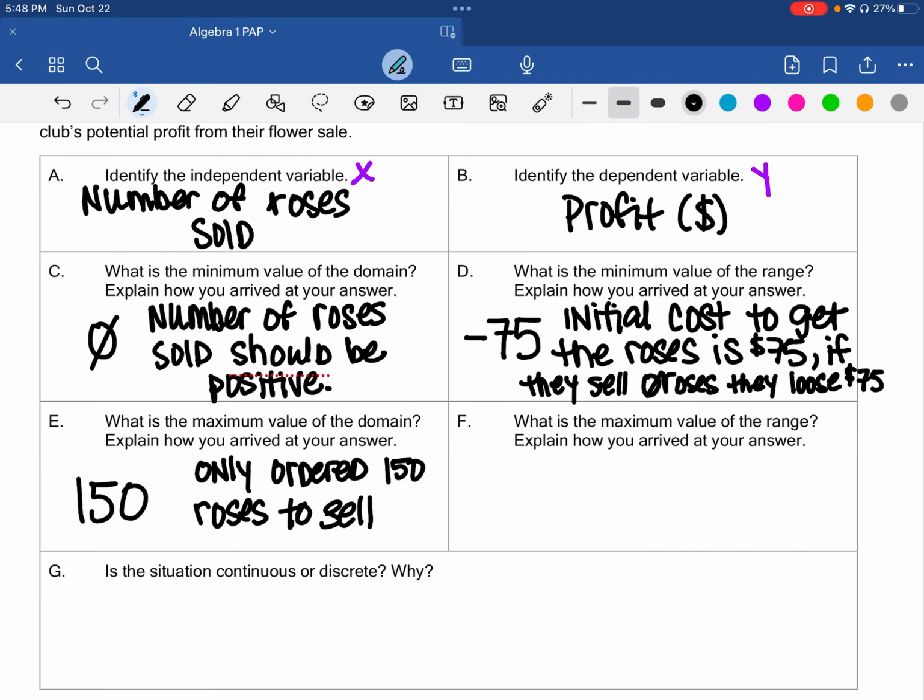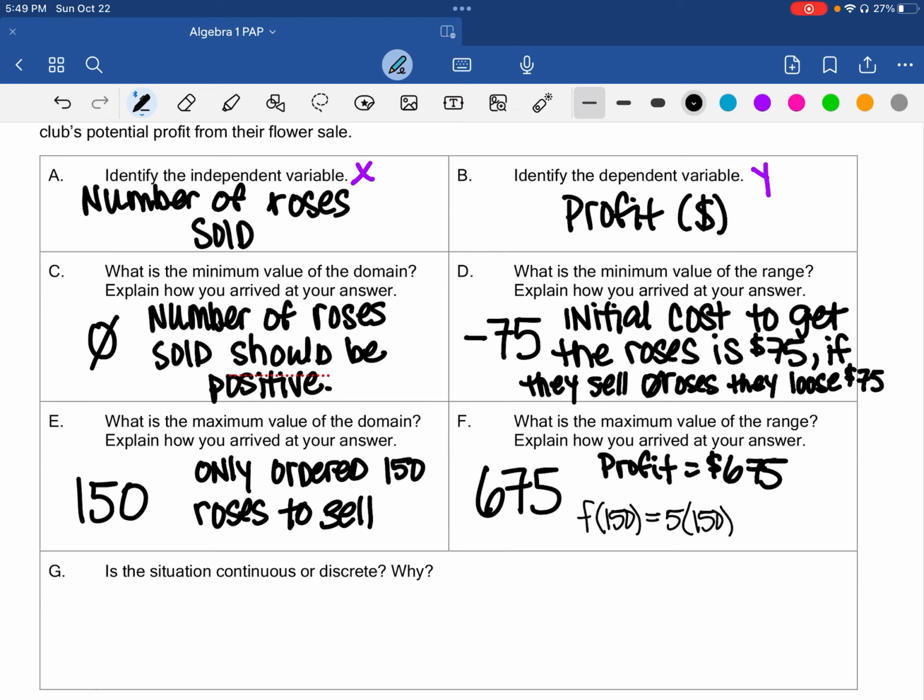What is the maximum value of the range? I'm going to go ahead and plug that into my equation. 5 times 150 minus the 75. I would make $675. So my profit would be 675. And once again, I got this from the 150 flowers that I bought. I did 5 times 150 and subtracted the 75, and this is where I got the 675 from.